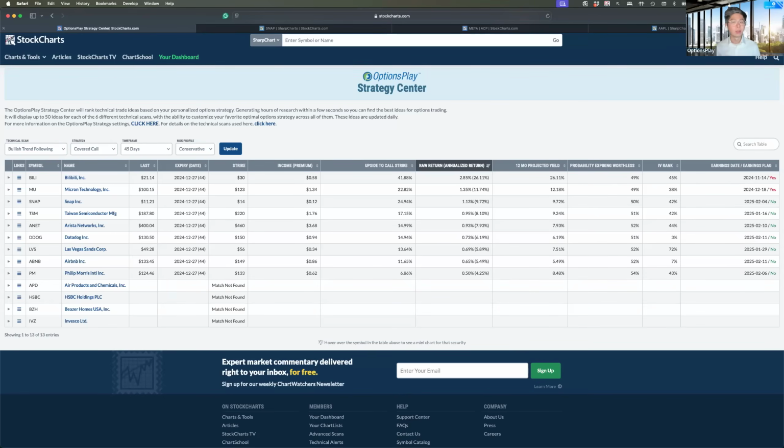So if you are new to StockCharts.com, I highly encourage you to go and check that out just for the technical analysis. Even if you're not subscribing to OptionsPlay, please take a look at them. It is the tool that I use every single day.